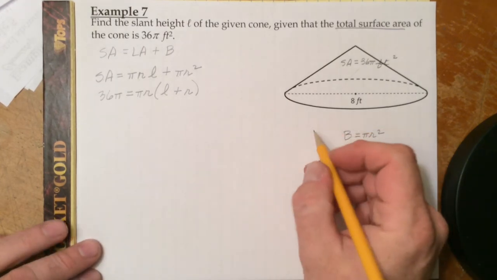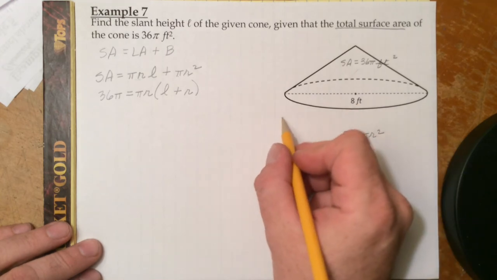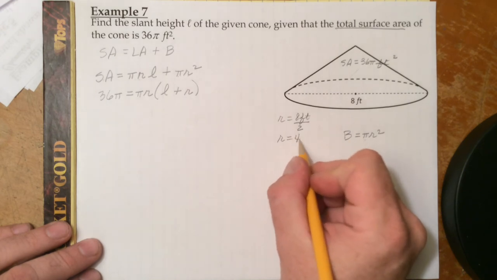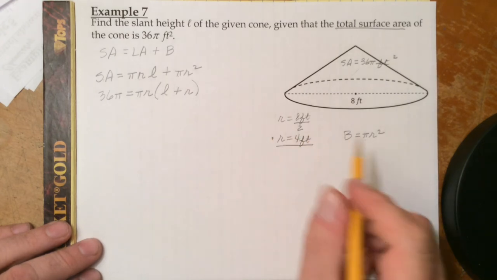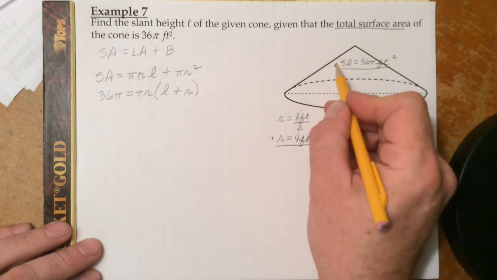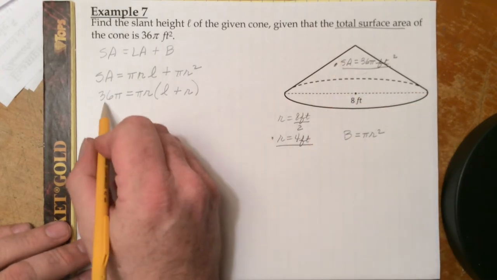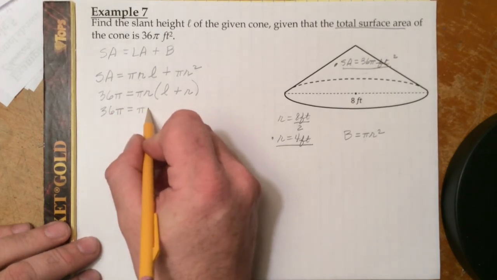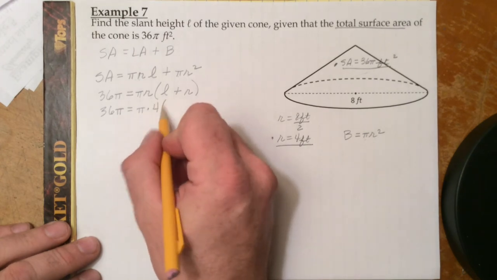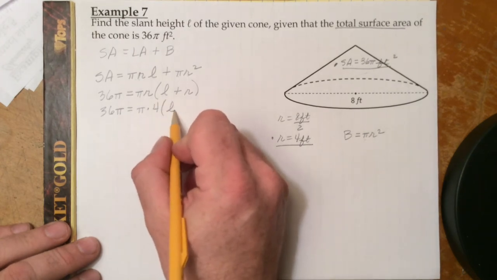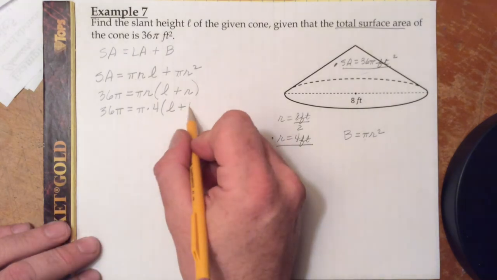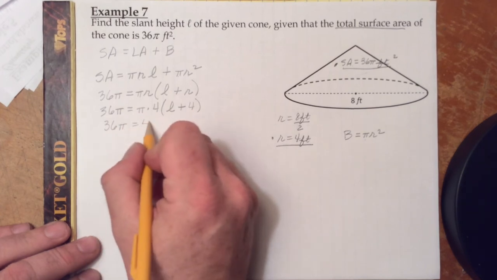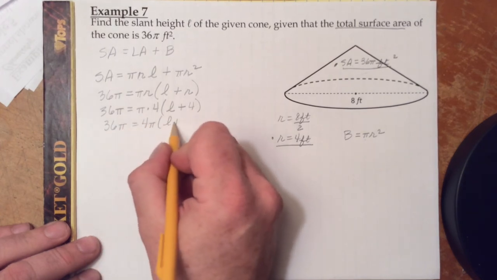Now, let's go ahead and define what we do have here. The diameter was 8, so the radius is 8 feet divided by 2. So the radius is 4 feet. So there's one of our variables. We already have the surface area, and that's all we need. So we have 36 pi for our surface area equals pi times the radius, which is 4, times, in parentheses, the slant height, which we're looking for, plus the radius, again, which is 4. So we have 36 pi equals 4 pi times, in parentheses, L plus 4.